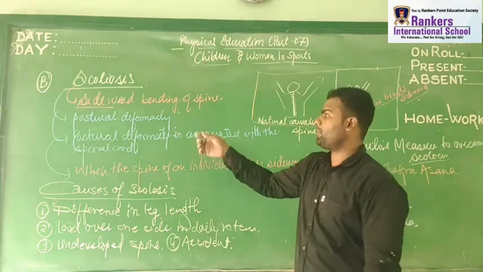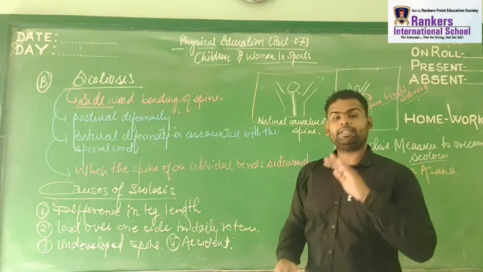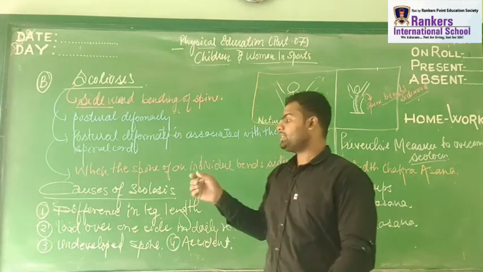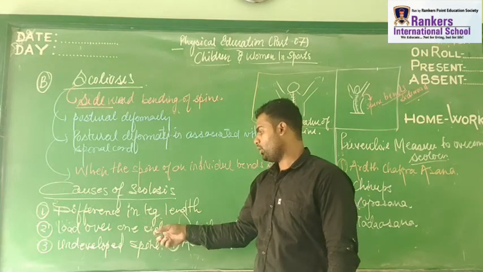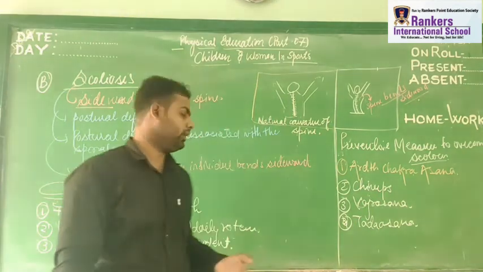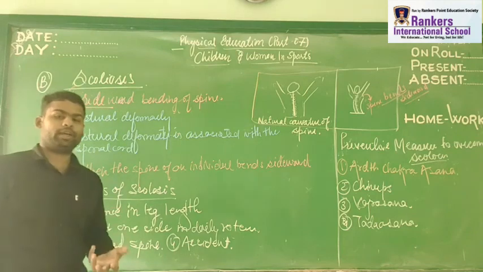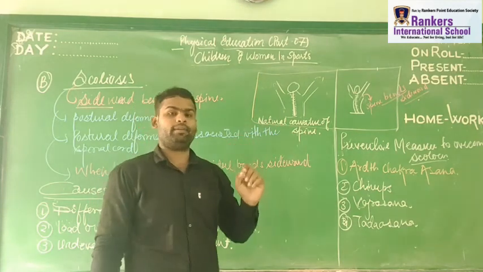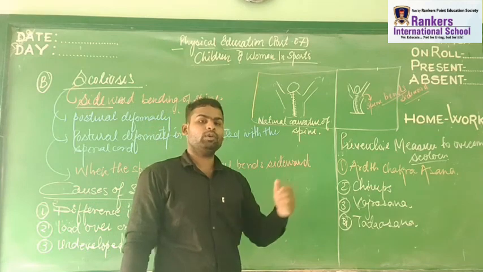So now let's recapitulate it. What is scoliosis? Scoliosis is basically a sideward bending. It is a kind of postural deformity when the spine moves sideward. It may be because of the difference in the leg length. It may occur when you generally carry weight over one side of the shoulder. It may occur due to an accident. Sometimes due to an undeveloped spine. This is the diagrammatic representation. I request you all to make this diagram in the board exam, it will help you to get good marks.